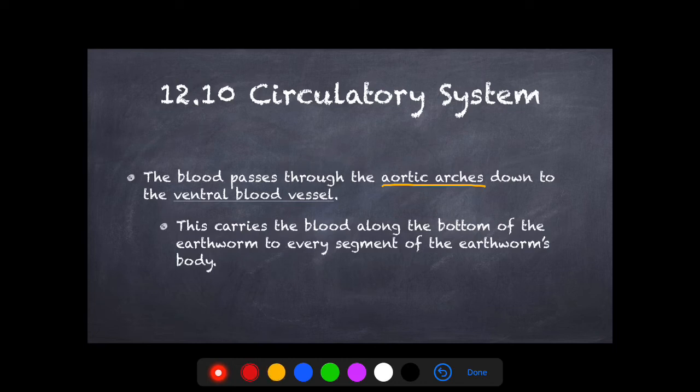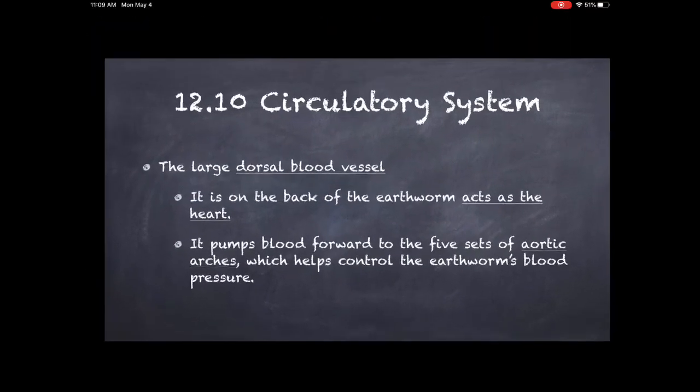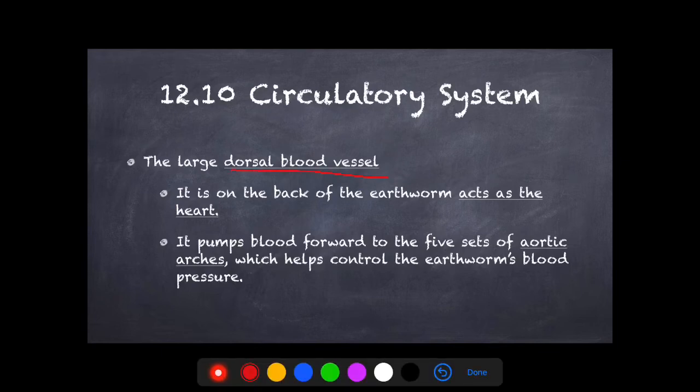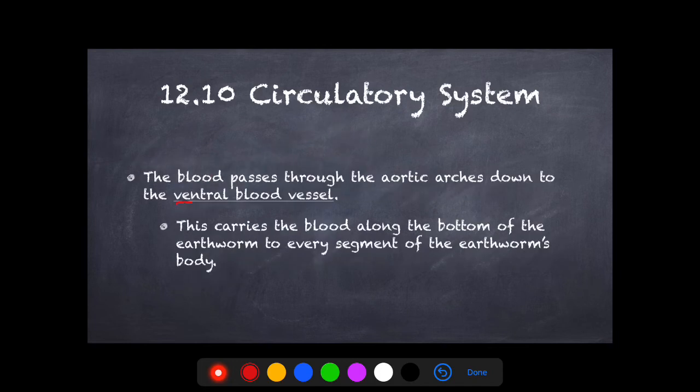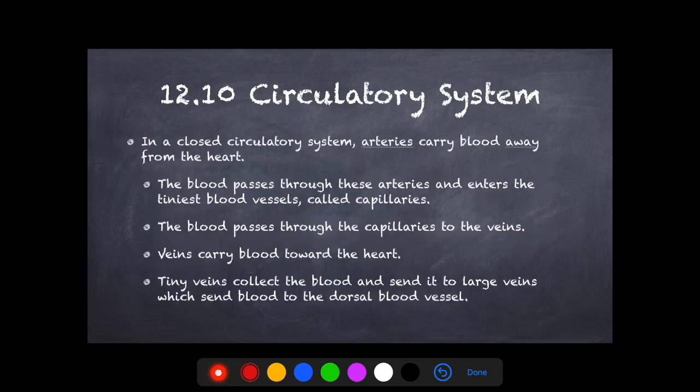As the blood passes through the aortic arch, which controls the blood pressure, it's going to go down to something called the ventral blood vessel. And this is going to carry the blood along the bottom of the earthworm. Remember that I said the dorsal blood vessel is going to be on the back of the earthworm. One way that you can remember this is dorsal. If you think of a dorsal fin, right? The dorsal fin of a fish is always located on the back of the fish, right? So even as humans, when we talk about anatomy, the dorsal part of a human is our back. And then the ventral is our front side. But in the case of the earthworm, it's the underside. So this is going to carry blood along the bottom of the earthworm to every segment of the earthworm's body.